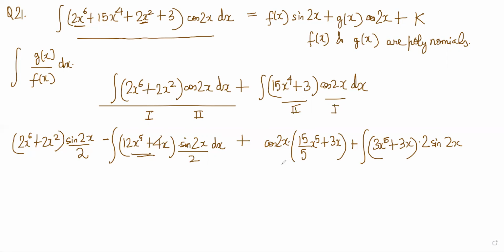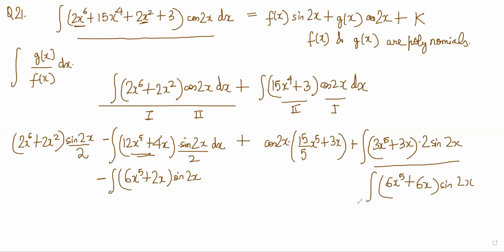Now, this integral is 6x power 5 plus 6x, and here you have 6x power 5 plus 2x, sine 2x. And here you have 6x power 5 plus 6x, sine 2x. So you can just subtract these two integrals and you will be left with the integral of 4x sine 2x. So this has been cancelled and this has been cancelled.